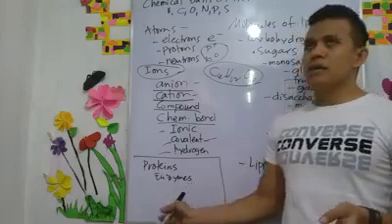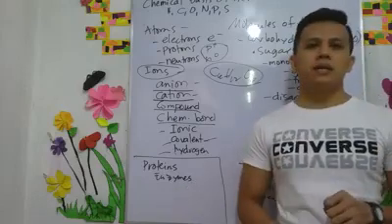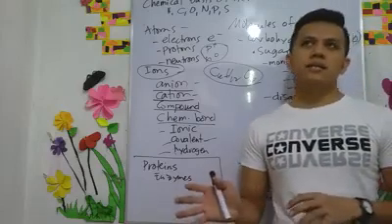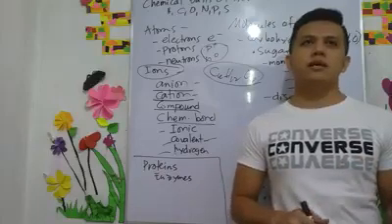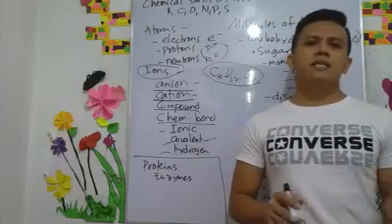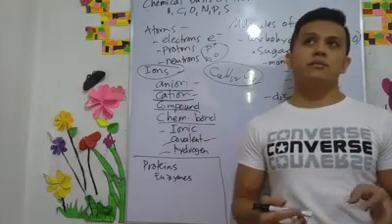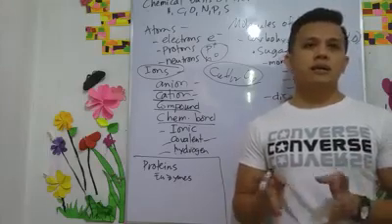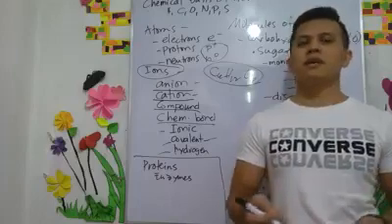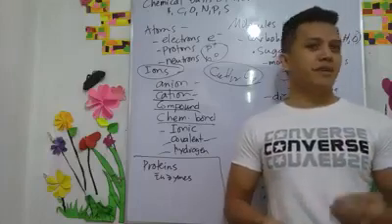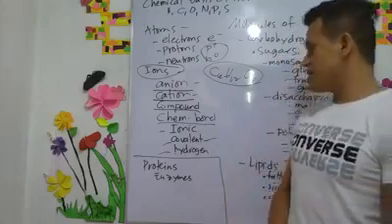Another factor is the pH. Too much acidity or too much alkalinity won't allow the enzyme to work well. They usually work in neutral conditions, like with water. That's why water is our universal solvent. You know it. So that's it for today.